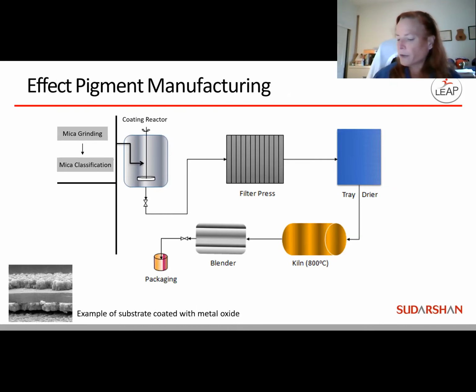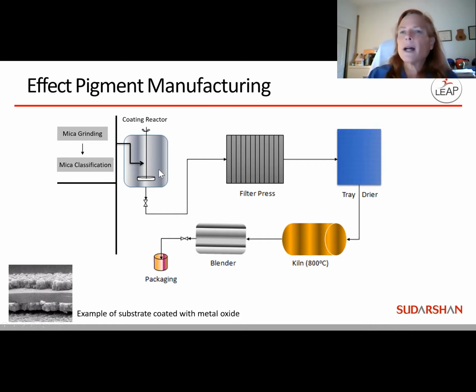From a manufacturing perspective, it's really a pretty simple process. The key areas are in the mica grinding and classification. That is the key to getting the end result because you want to make sure that we have the right average particle size as well as the correct distribution that we're looking for that particular product. And then the metal oxides are placed on the substrate in the reactor.